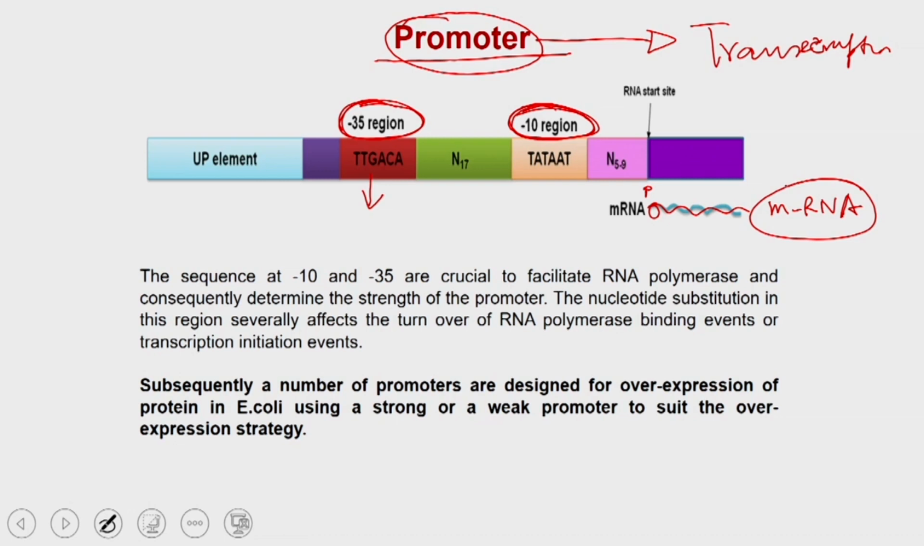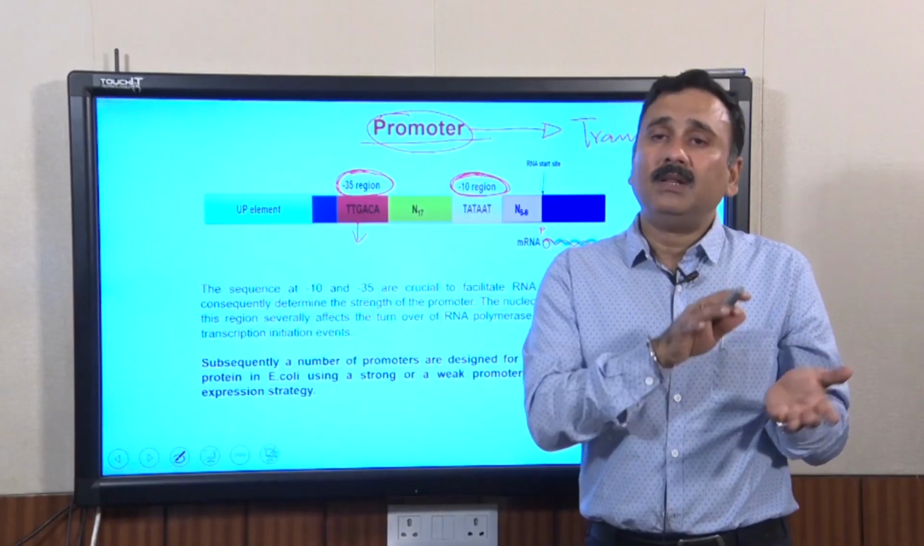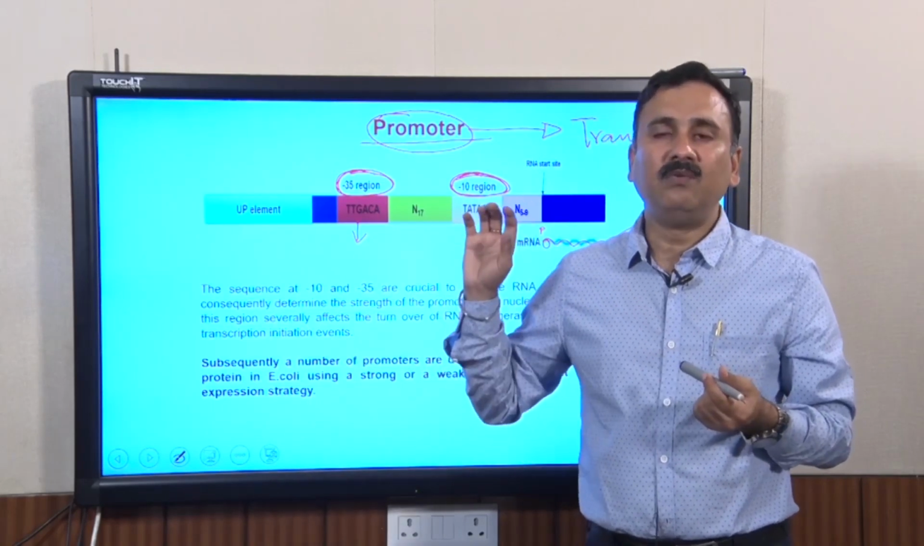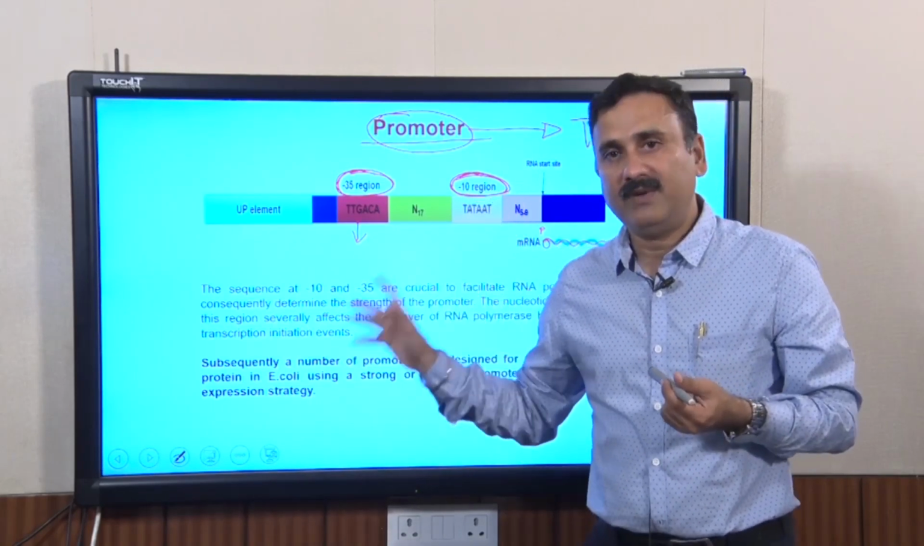The strong promoters, where the -35 region as well as the -10 region facilitate the rapid docking of the RNA polymerase. Since it allows rapid docking, it will increase the messenger RNA level within the cell. And the other category is the weak promoters.